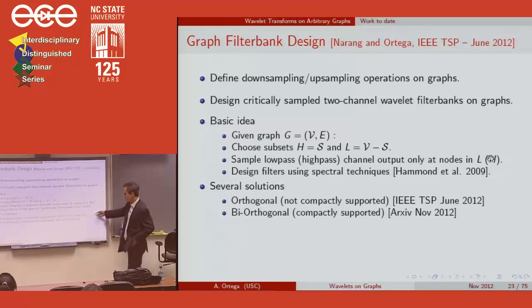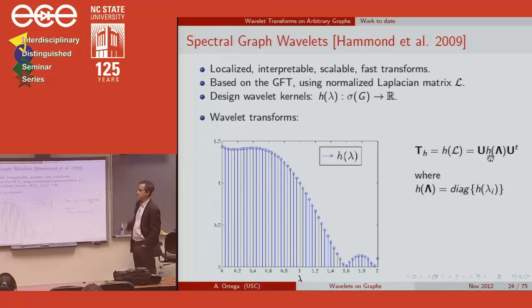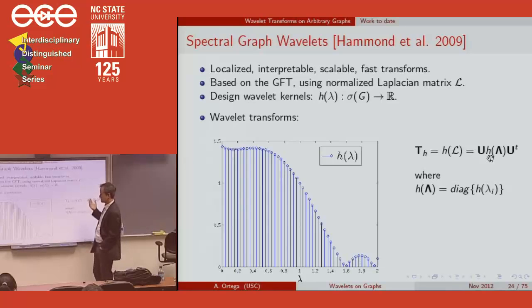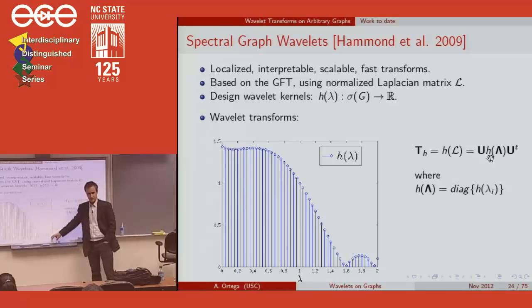And we have several solutions. I'll focus mostly on the orthogonal case, which was published last June. And there's a further solution that we've developed. Okay, our starting point is one of the two papers that I mentioned. There was one diffusion wavelets, the other one is spectral graph wavelets. This is a group at EPFL did this work. And what they have is a design of wavelets that are not critically sampled, and they can be defined in the spectral domain. Okay, so let me explain that. This is the range of the eigenvalues of the graph Laplacian.